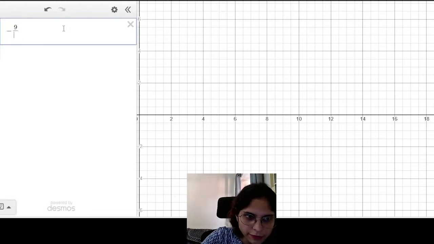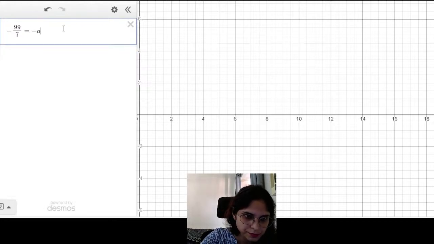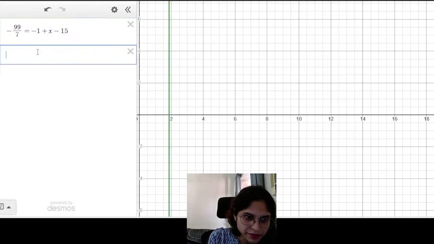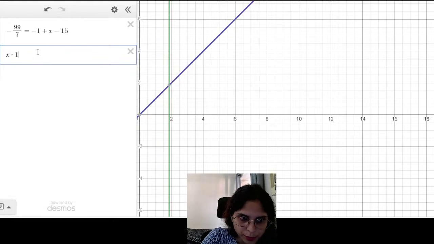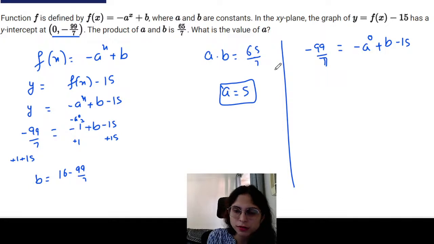First thing is, you will have to use... you can't use negative a to the power 0, so you'll have to write negative 1, and instead of b you will have to use x. You're getting 1.857. So now x times 1.857 is equal to 65 over 7. So you will get 5. You're getting 5 over here, exactly like that also. So that also can be done.